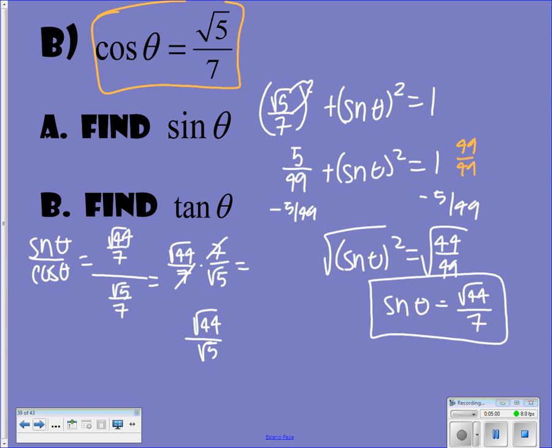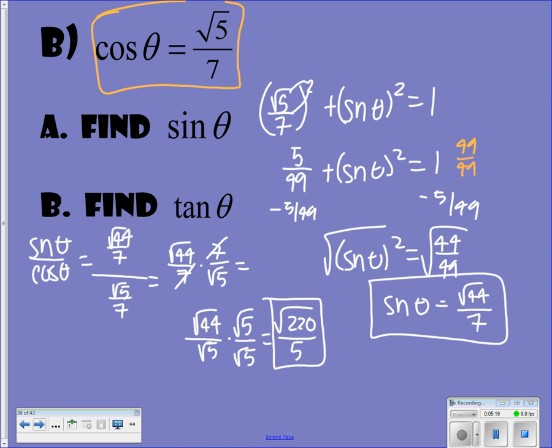Now, it would be nice if we were done, but we have to rationalize our denominators. We did this last semester. So you have to multiply the top and the bottom by the square root of 5. Since they're both square roots, you just multiply 44 times 5 and you get 220. Then the square roots on the bottom cancel, and you get the square root of 220 over 5.